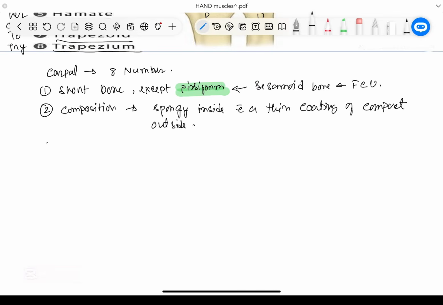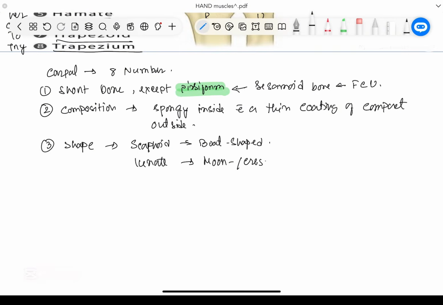Now, some questions may be related to the carpals, like their shape. Individual carpals have some individual shape for identification. Let's see how they look. First comes scaphoid. Scaphoid is boot shape. And next, lunate: by name we can understand it looks like a moon, or we can say crescent shape. So, moon shape, or crescent shape.